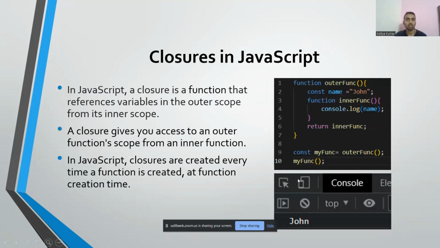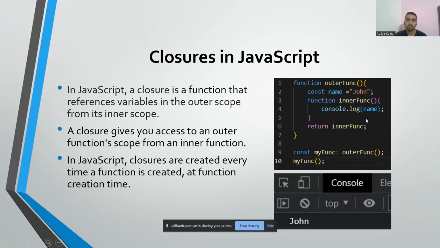And let's look at closures in JavaScript. So basically, a closure is a function that references variables in the outer scope from its inner scope. It gives you access to an outer function scope from an inner function. Basically, when we create a function, we also create a closure at function creation time. Using the inner function, you can access the outer function variables.